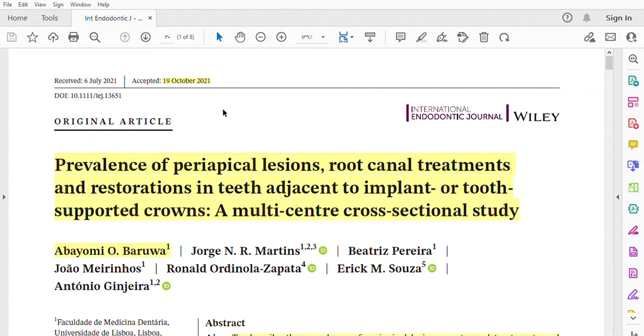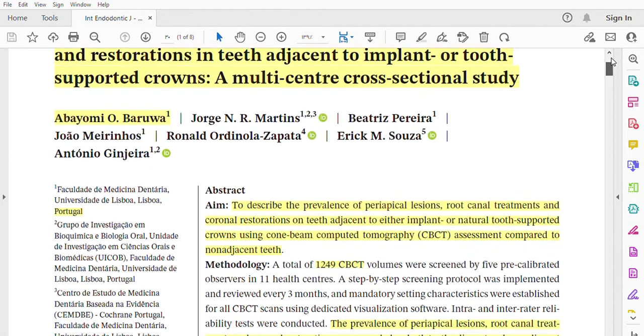This paper was done by Baruwa at the University of Lisboa in Portugal, and his group. This paper was published in the International Endodontic Journal on the 19th of October 2021.